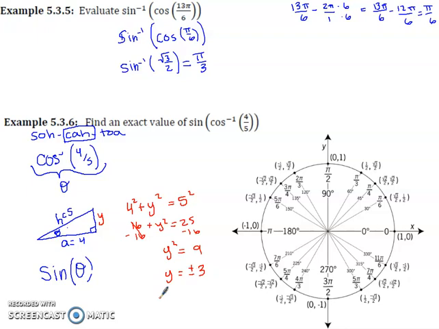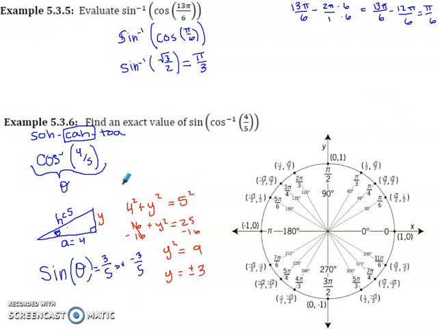So now we need to decide, is it going to be a positive 3 or a negative 3? So here are our options. I've got a positive 3 over 5 or a negative 3 over 5. And I got that because sine is the opposite side, which is the y that we just found, over my hypotenuse, which is always 5. So we need to choose between these two.